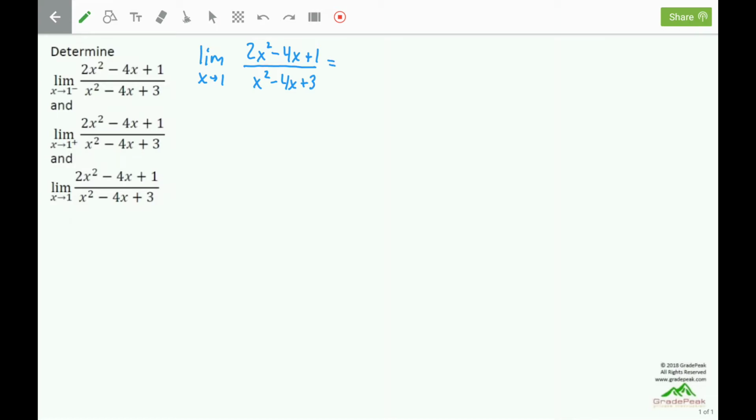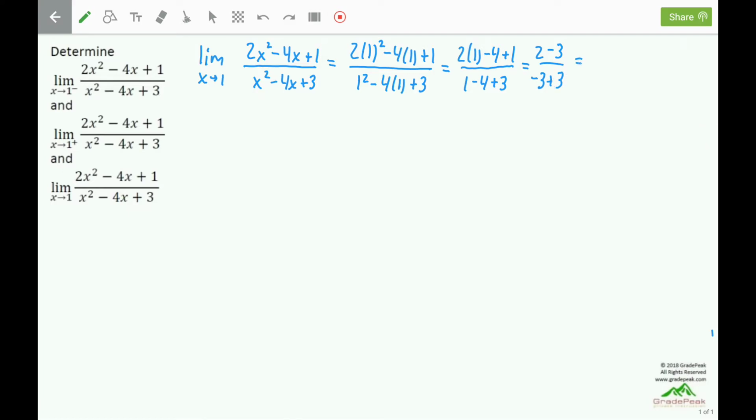First thing to do is try plugging a 1 in for each of the x's. That will be 2 times 1 squared minus 4 times 1 plus 1 divided by 1 squared minus 4 times 1 plus 3. 2 times 1 squared is 2, minus 4 times 1 is a minus 4, plus 1, divided by 1 squared is 1, minus 4 times 1 is a minus 4, plus 3. 2 minus 4 plus 1 is a minus 1, and 1 minus 4 is a negative 3, plus 3 is a 0.